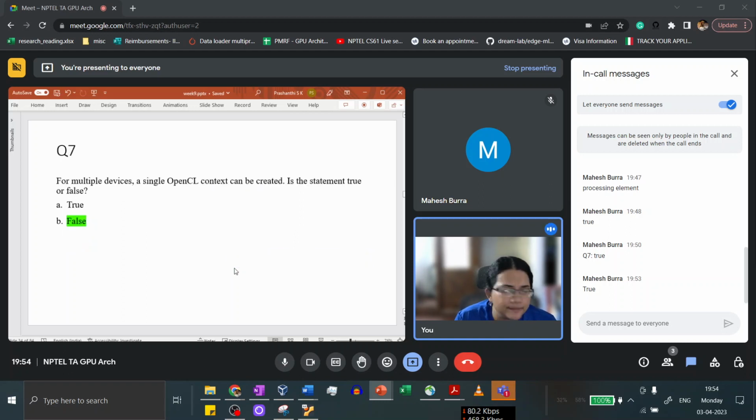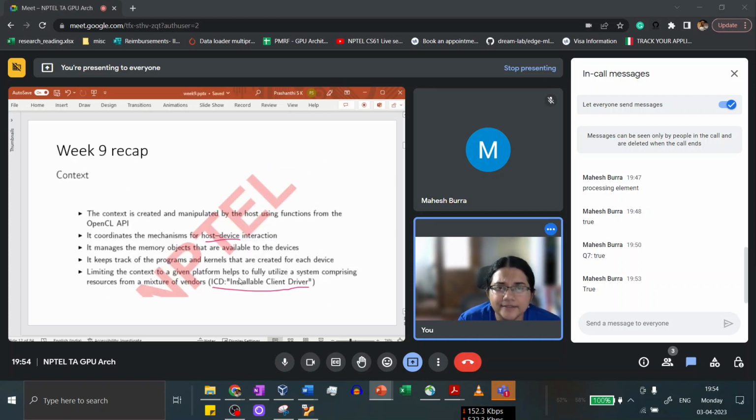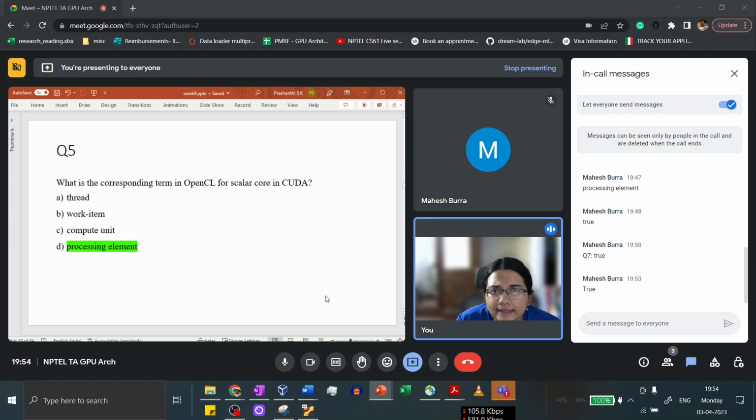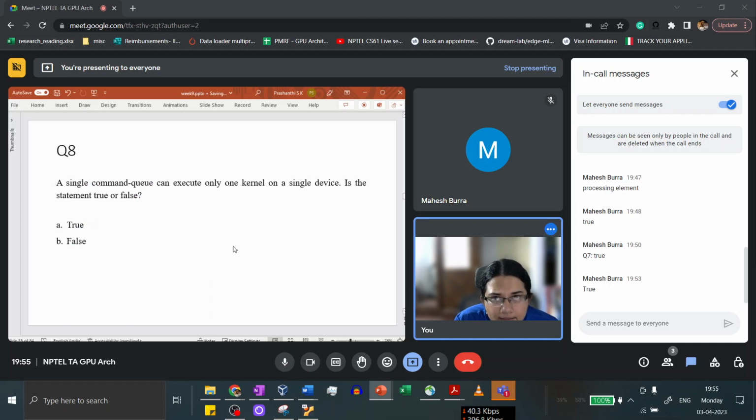Here, I think the context question should have been multiple platforms. Then it would be false. For multiple devices, I think it could still have a single OpenCL context. You could have multiple devices from the same platform because that's what your slides also say, right? It says limiting the context to a given platform, not to a given device. So I think you can take this to be for multiple platforms rather than devices. If it is just devices, then you can assume that it is true. You can have a single context for multiple devices. If it's platforms, then it is false. It can't be cross platform, it has to be for a single platform. Yeah, this one we discussed just now, it is false.